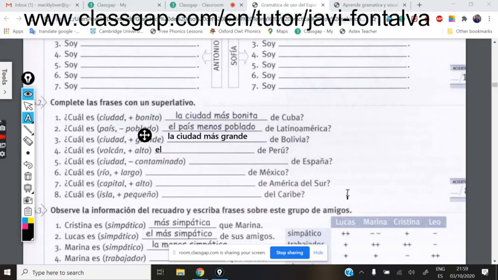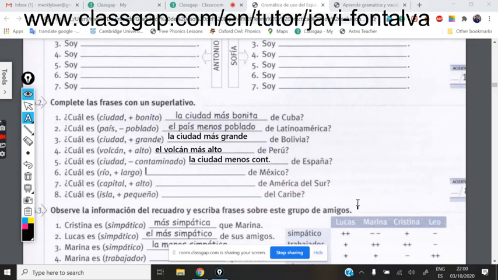Cuatro. ¿Cuál es el volcán más alto de Perú? ¿Cuál es la ciudad contaminada? Okay, remember, you need to place the noun before. La ciudad it will be menos contaminada de España. Okay, contaminada, es femenina.